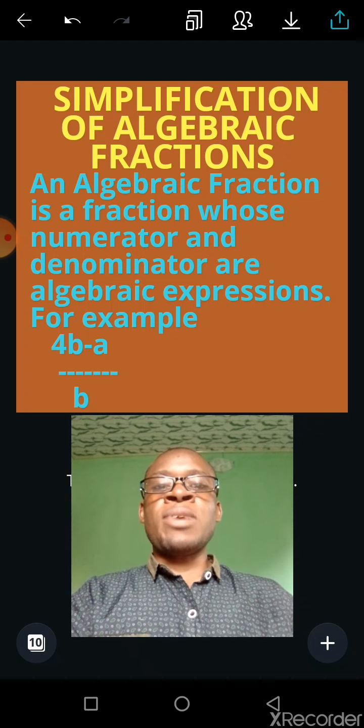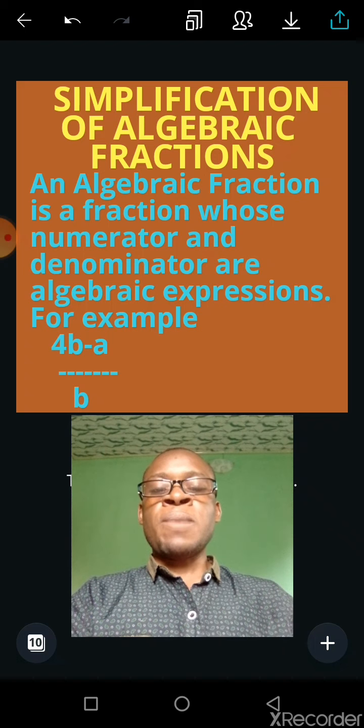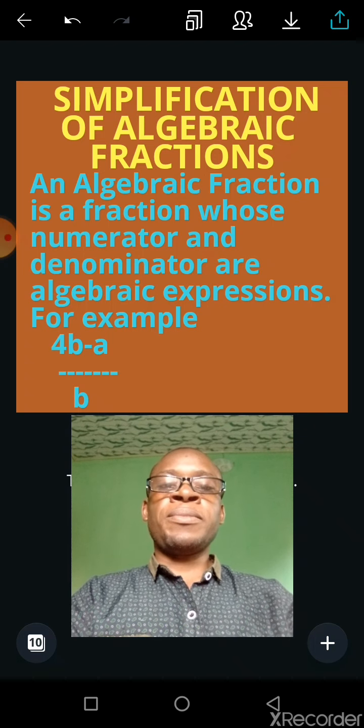The topic we're looking at today is simplification of algebraic fractions. An algebraic fraction is a fraction whose numerator and denominator are algebraic expressions. For example, (4b minus a) all over b.